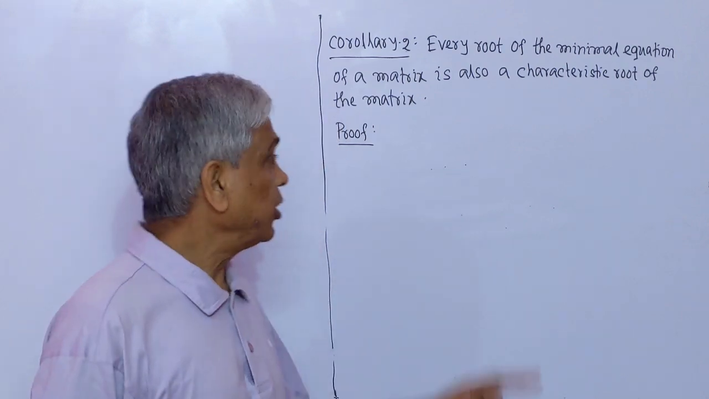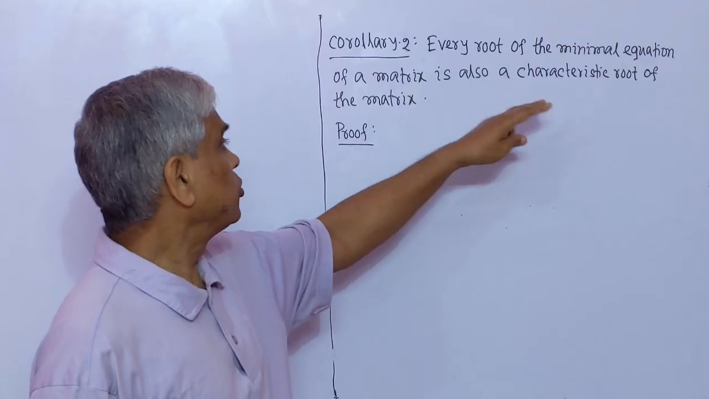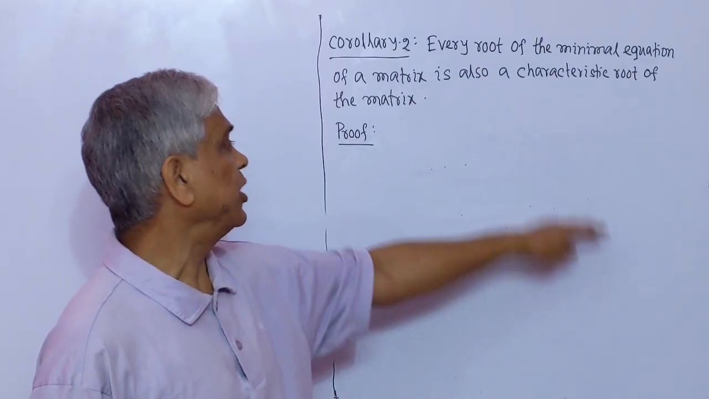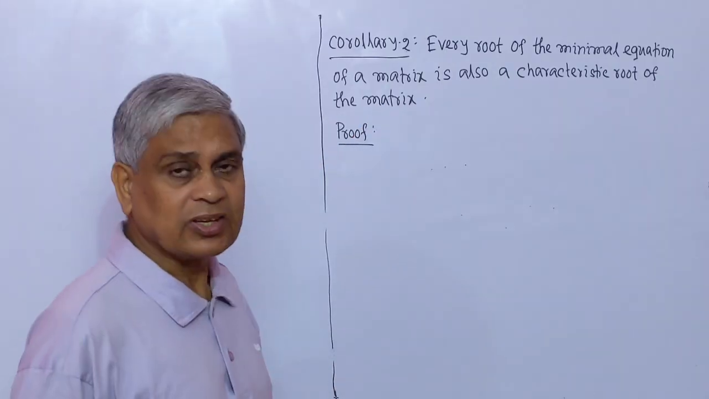Now we prove corollary 2. The corollary is: every root of the minimal equation of a matrix is also a characteristic root of the matrix.